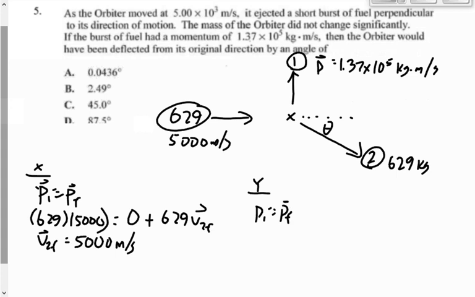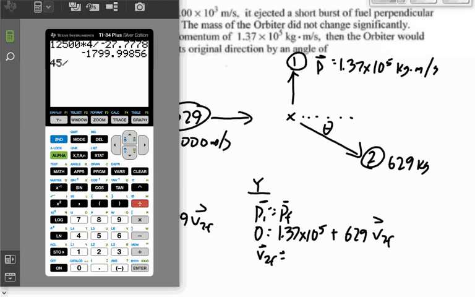The Y component, we say 0 initial momentum equals, oh, look at that. We don't have to multiply M times V there. We've already got it. 1.37 times 10 to the 5 plus 629 times V2F. We solve for that. I don't know what that works out to be. I don't have that written down. Anybody got it? Gonna make me do it? Negative 1.37 times 10 to the 5 divided by 629 gives me negative 217.806.